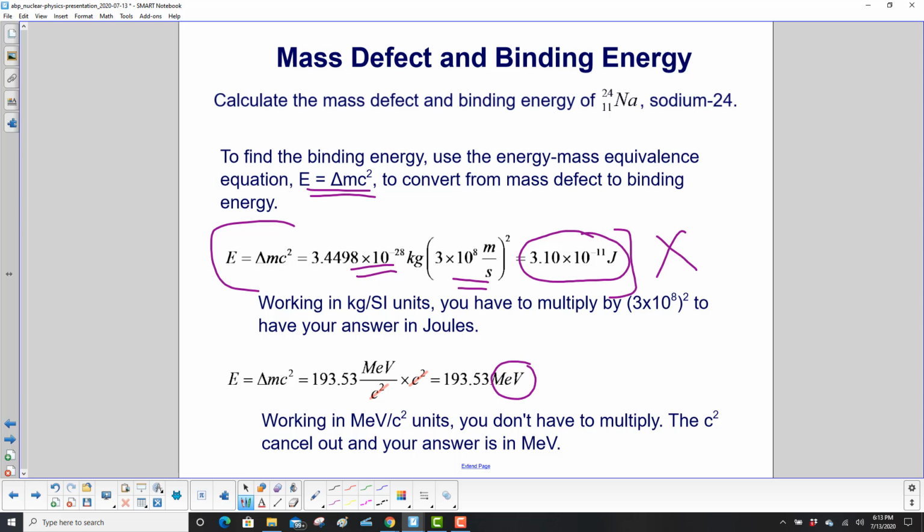So here's why we had that weird conversion of MeV per c squared. Energy is the mass defect times c squared. If we express the mass in terms of MeV per c squared, look what happens when we multiply it by c squared. C squared just goes out. So our answer here is going to be 193.53 MeV. We don't have to multiply. And this is what nuclear physicists deal with, MeV.